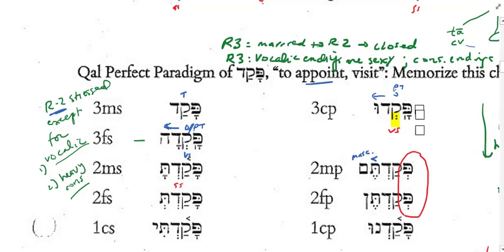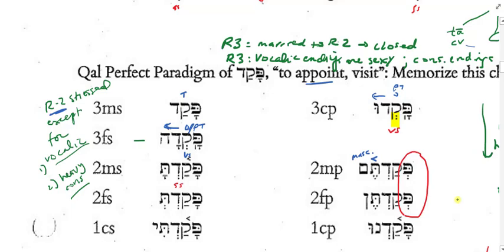So everybody, let's say these. Pekadtem and pekadten. So this is y'all appointed, male, and y'all appointed, female. And then we appointed, everybody. We're back to the stress on root 2, pakadnu. Pakadnu. So we appointed. All right.